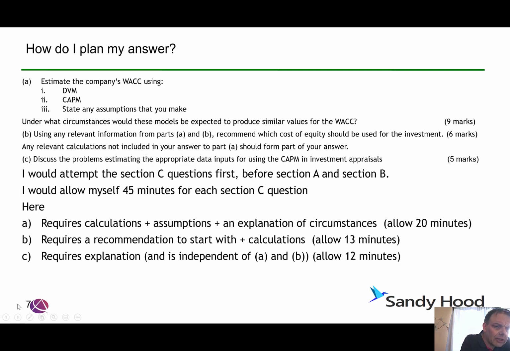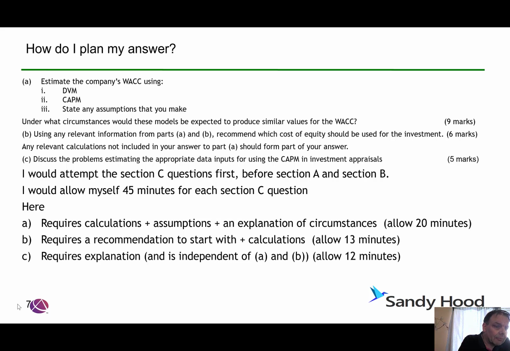Well, I would attempt any section C question before section A and section B on the financial management paper. I think very often they help because you can calm down if you get anxious in the exam, and you do need to be calm when you're answering those short questions because there's no room. Either you get it right or you get it wrong. Whereas here you can get marks for your own calculations, even if they're wrong, as they roll forward within another calculation. And I would allow myself 45 minutes for each section C question.